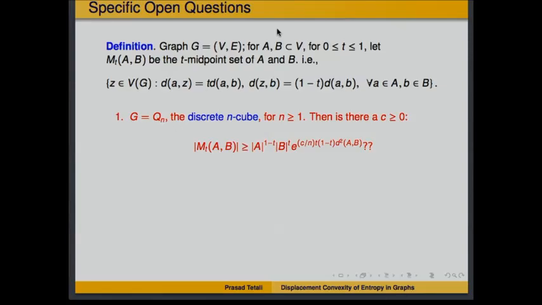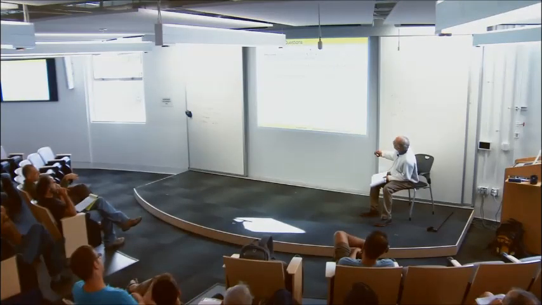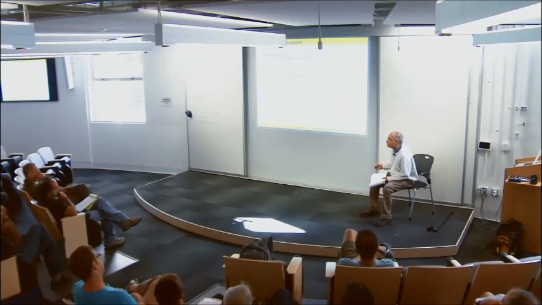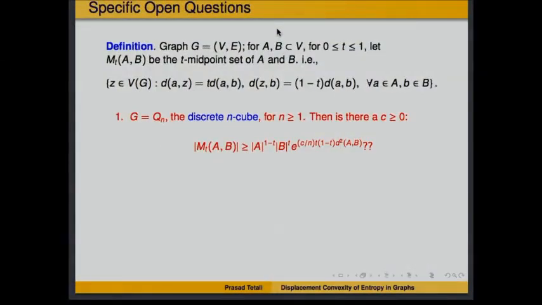Do you allow this c to depend on t, or would you be interested in this question just for t equals 1/2? Hopefully I took the dependence out with this t times 1 minus t. So c should be, yeah. For example, if t equals 1/2, you may not see the dependence of c on t, but it's a theorem by Jan Maas, Olivier and Cedric Villani that for t equals 1/2, this is true with c equal to 1/16.